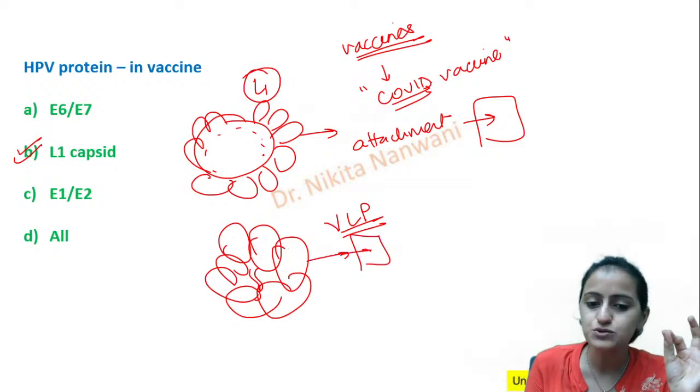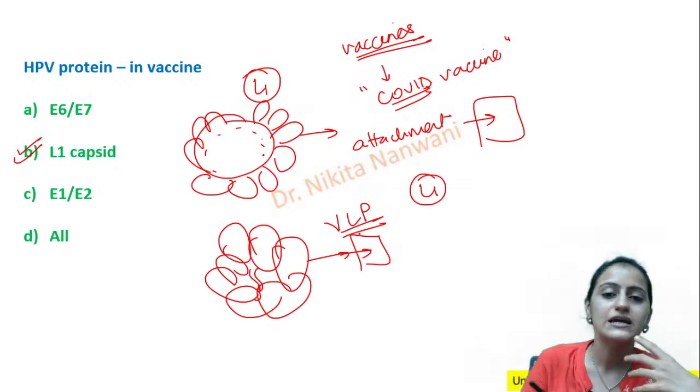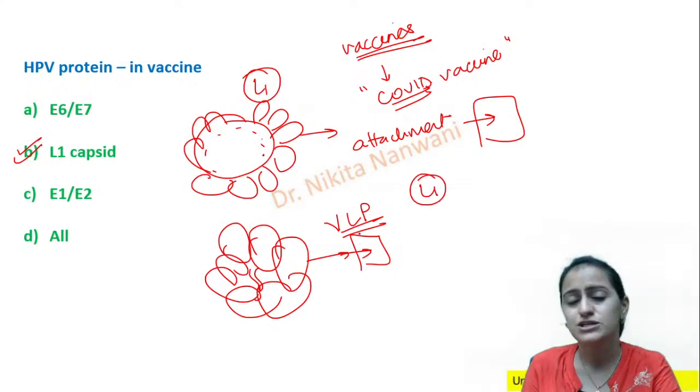This will attach to the cell. The vaccine L1 capsid will attach to the cell. It will induce the immunity in the patient. So infection is not happening, cancer is not happening because it is only L1 capsid protein.